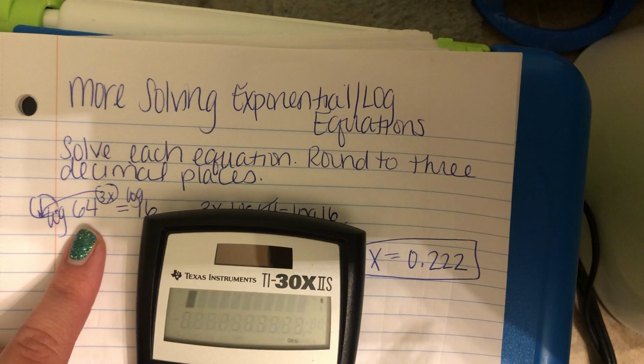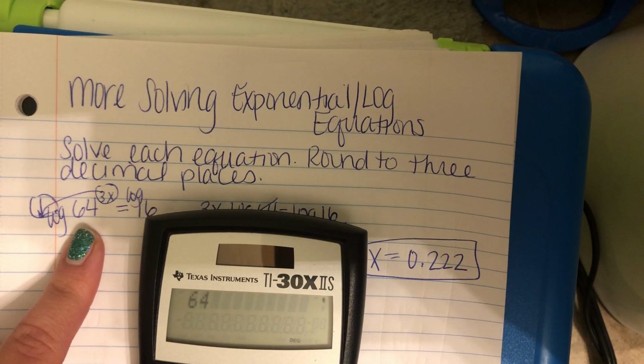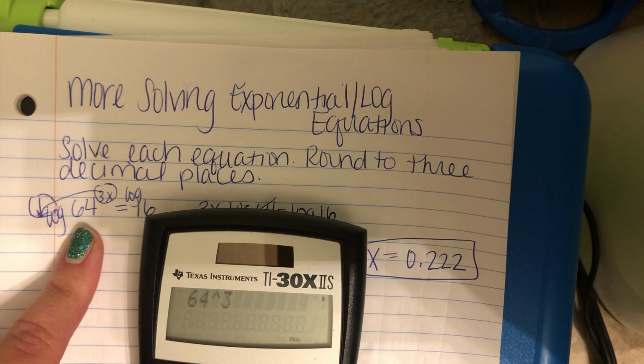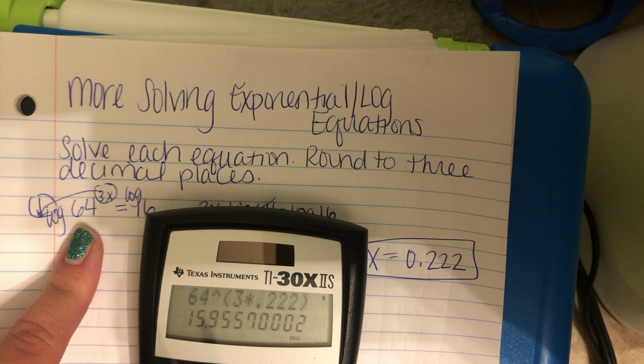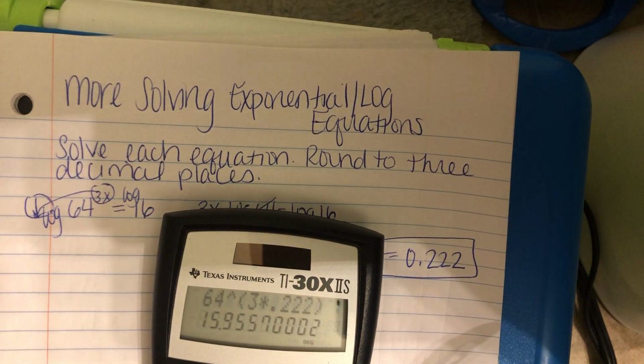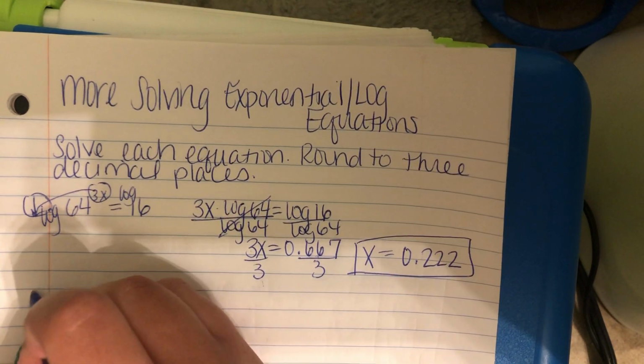And you can check your answer at the beginning. So if you want to do 64 to the power of, well, let's use parentheses, 3 times 0.222, hit enter. I got 15.9, which is close to 16, because they're not going to be exact if we're rounding. All right, let's do another one.